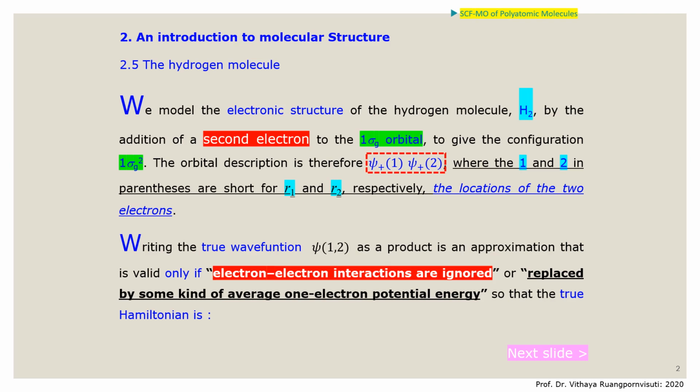Writing the two-electron wave function psi(1, 2) as a product is an approximation that is valid only if the electron-electron interactions are ignored or replaced by some kind of average one-electron potential energy, so that the true Hamiltonian operator can be written as shown on the next slide.